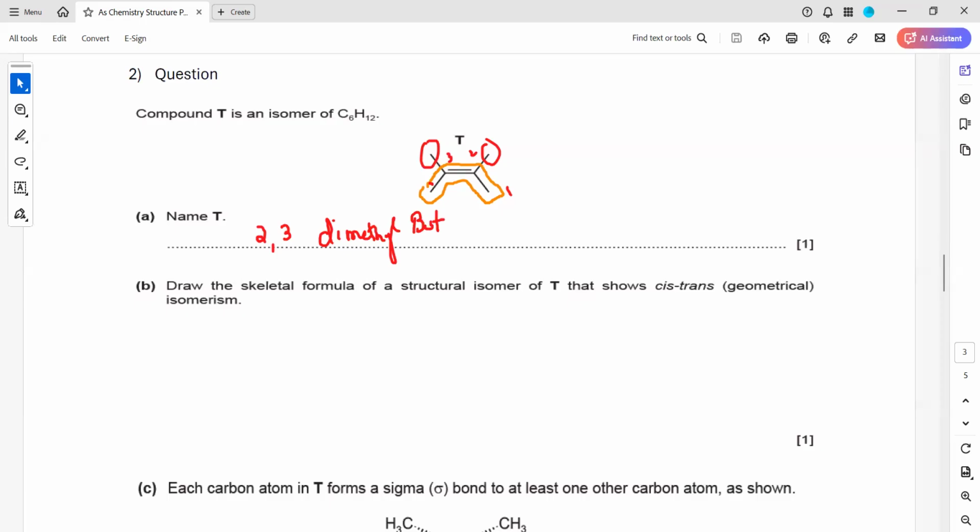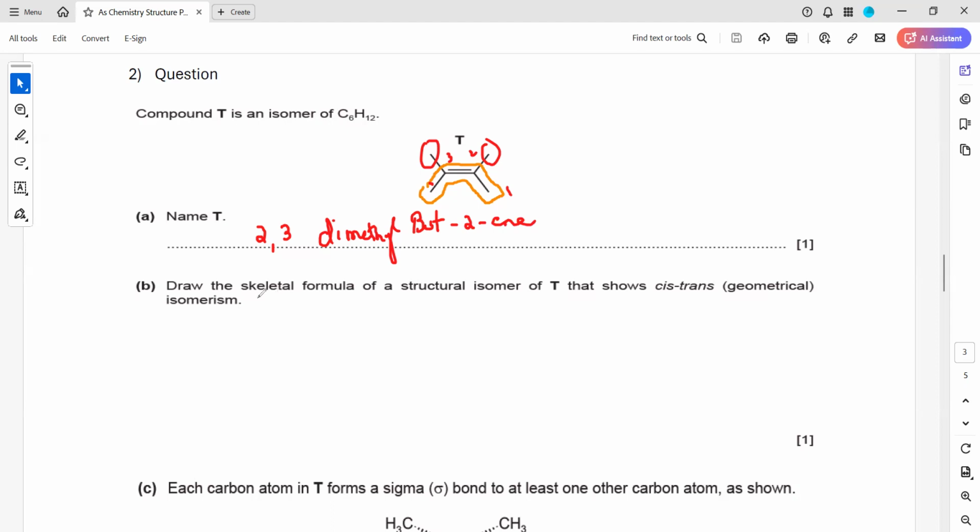The double bond is with the second carbon. So I'll say 2 and then it will be ene. So this is 2, 3, like second and the third position. We have two methyl groups. That's why we call dimethyl. Bute because of the 4 carbon atoms. And second position, we have a double bond. So that's why we call butene. So this is 2, 3-dimethylbutene.